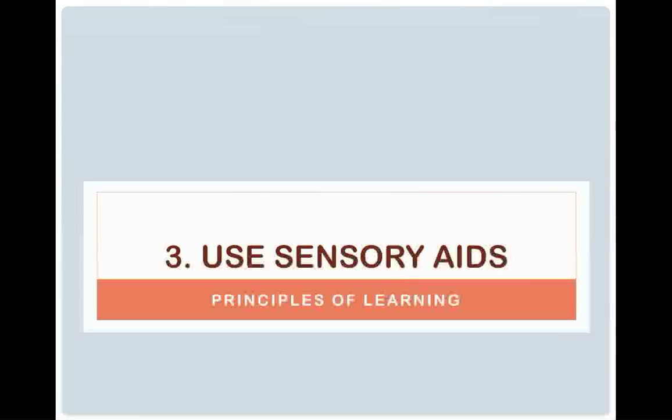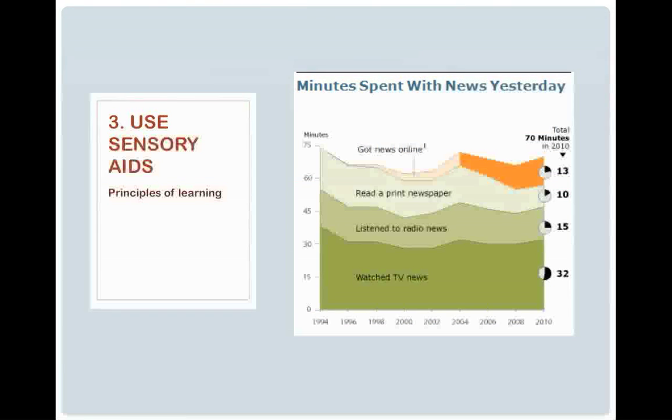The third principle of learning is to use sensory aids. Everyone has different learning styles. Some people are more visual, others learn better with the addition of sound. You need to use charts, graphs, music, or anything else that appeals to the senses to aid as many audience members as possible.